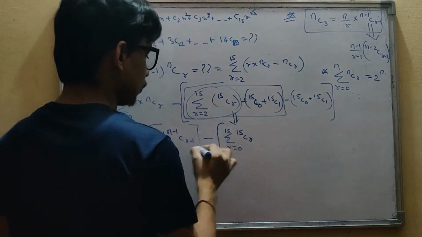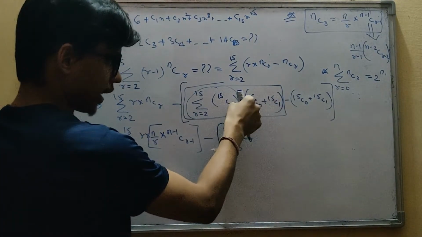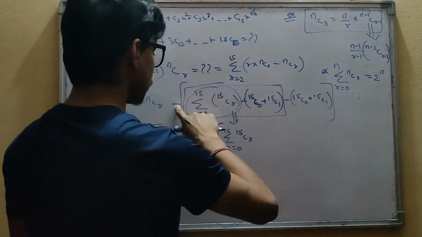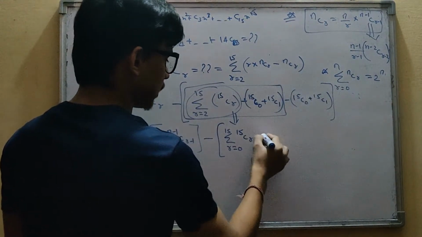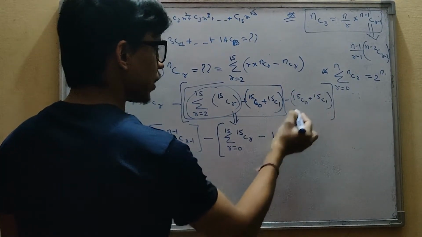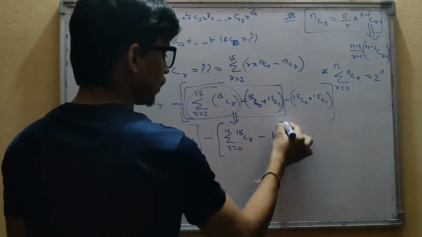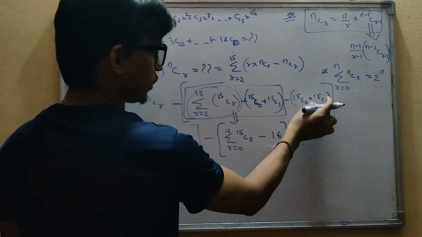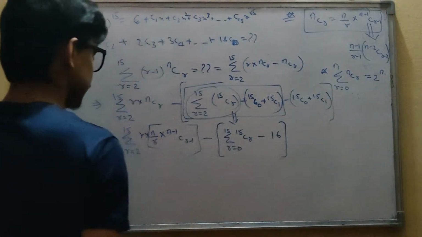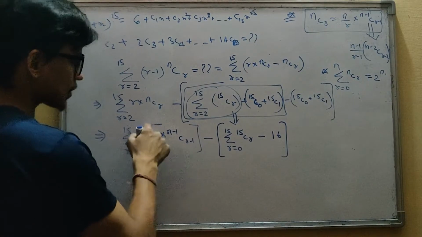Now this minus, and this is going to be added, and this is going to be subtracted, but because of this minus, you can leave it like this for now. Now this is going to be 15c0, which is 1, and 15c15, which is 1. So the overall value is going to be 2. Why? Because these are going to be added, and because of this minus. Now this r is going to be cancelled out with this, and this n is constant.